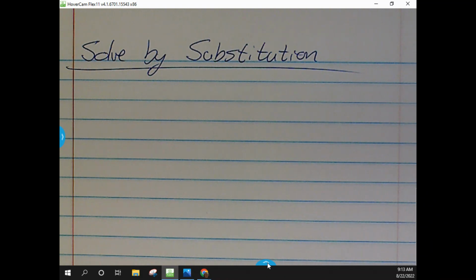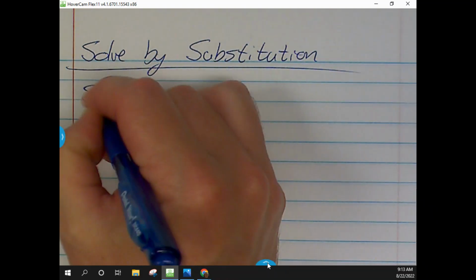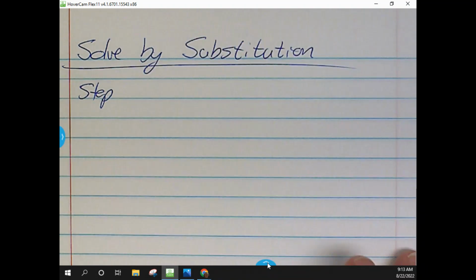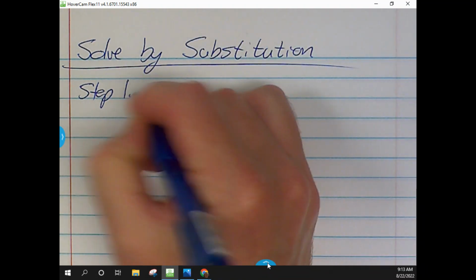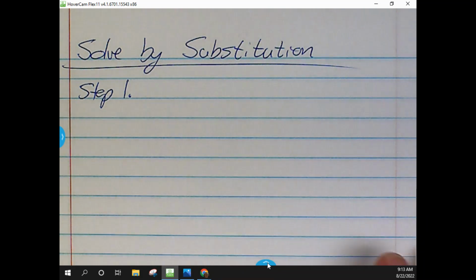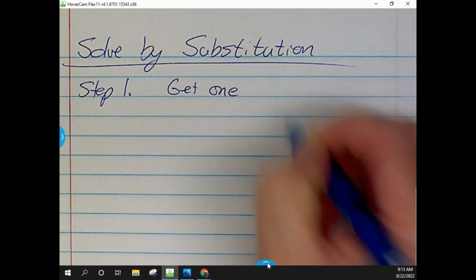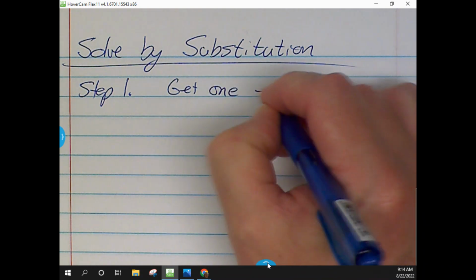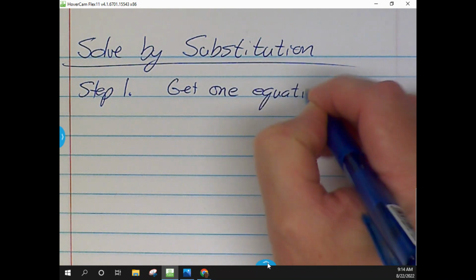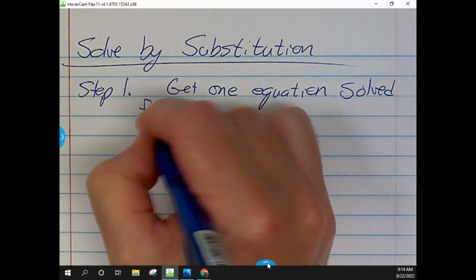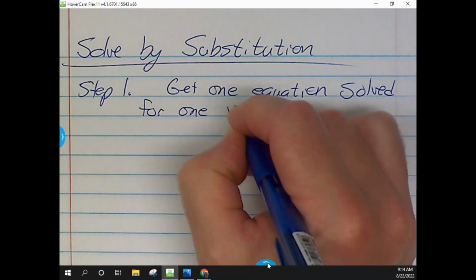Let me go through these. Getting the first variable is the long part. Getting the second variable is really quick just because of the way this one's set up. All right, step one for this one, because it's more of a three-step kind of system: let's get one equation, solve for one variable.